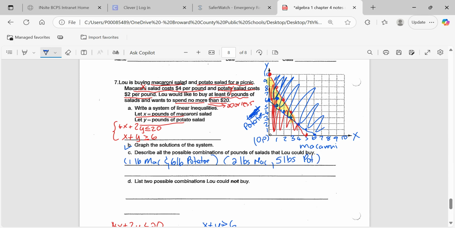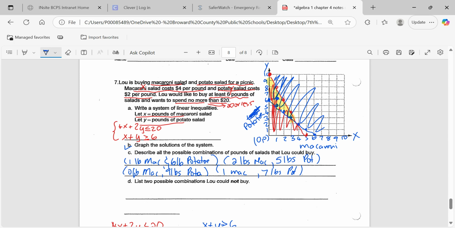Maybe I want to do no macaroni. I don't want any macaroni. Then I could maybe do 9 pounds of potato. 0 pounds of mac, 9 pounds potato. I'll do one more for the road. Maybe we want to do 1 pound of mac and 7 pounds of potato. That's possible too. It all depends on what you'd like to do.